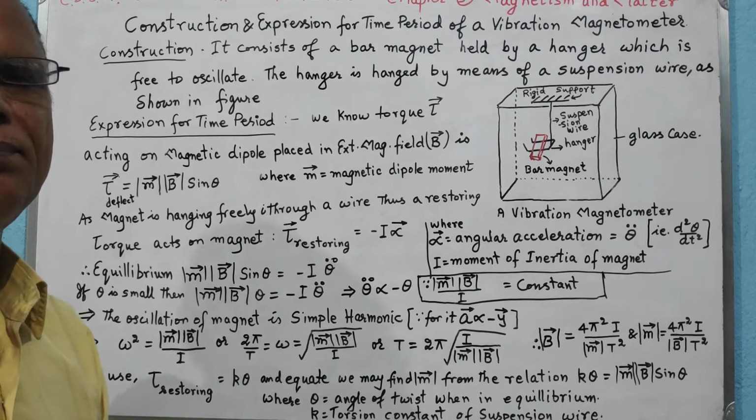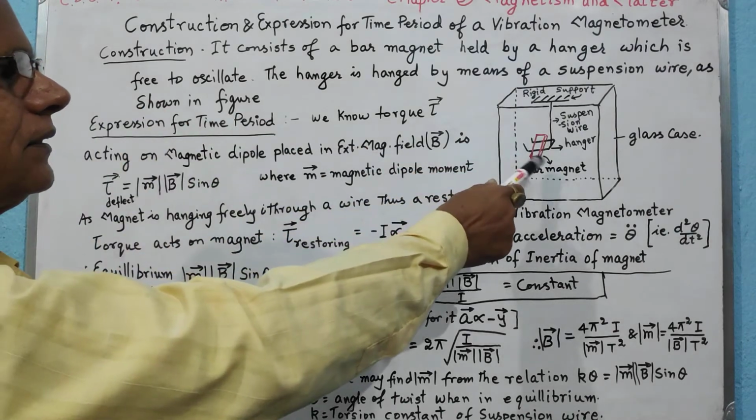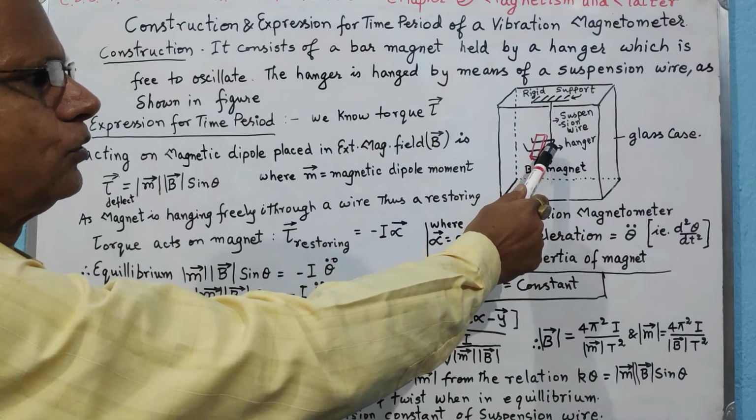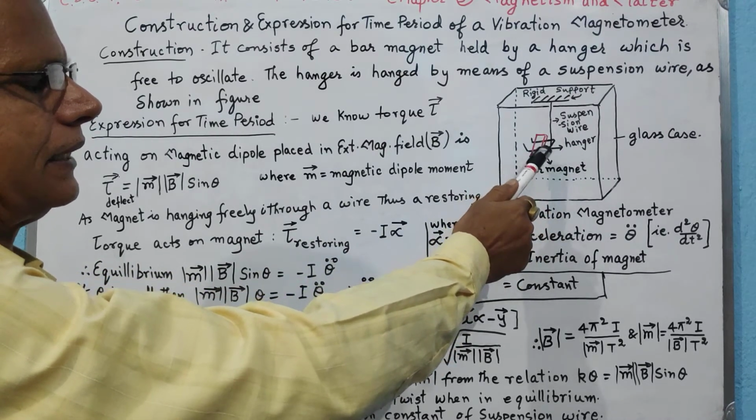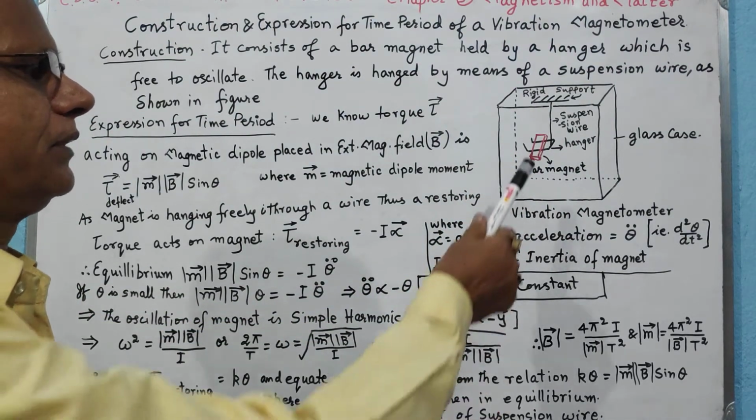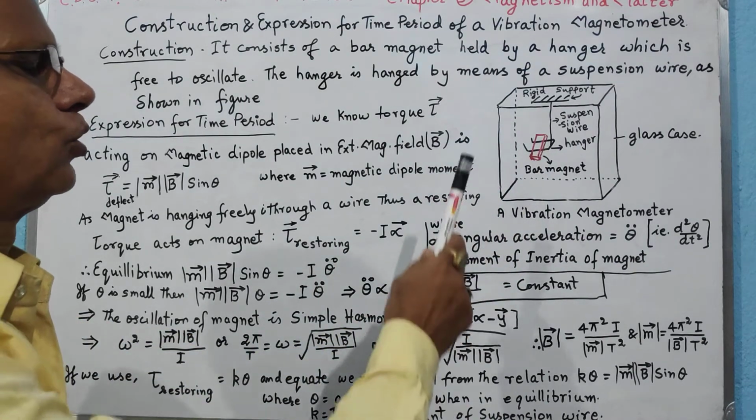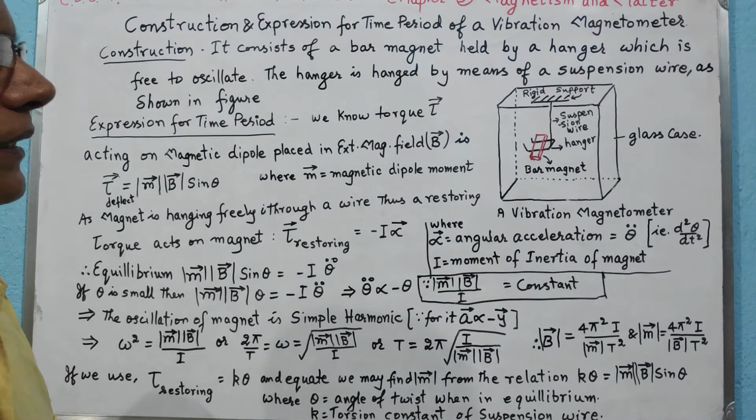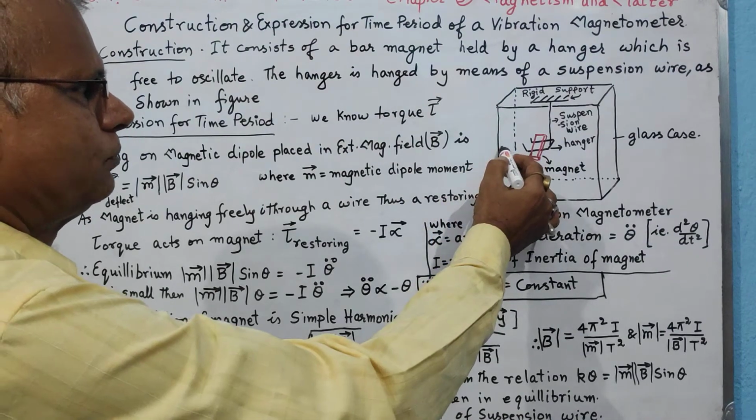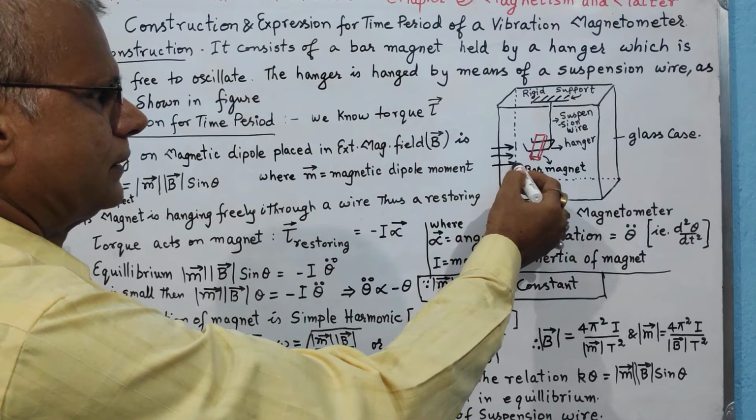The construction of the vibration magnetometer is as shown in the figure. You see we have a suspension wire which is holding a hanger, and that hanger is holding a bar magnet, that is a magnetic dipole. We can find the magnetic dipole moment of the bar magnet, or we can find the magnetic field which is causing the magnet to vibrate and oscillate with a certain time period of oscillation.